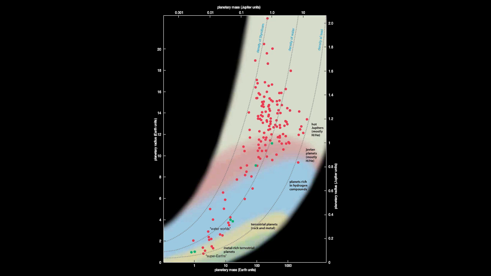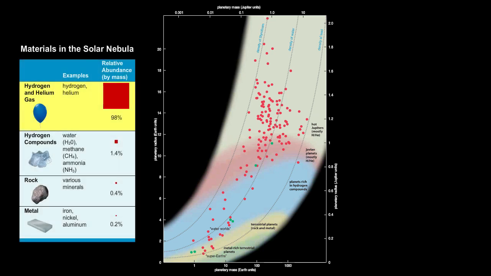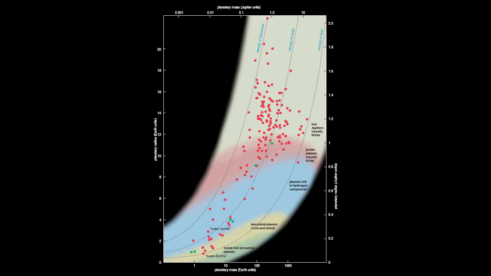Recall that all planetary systems should form from material that is 98% or more hydrogen and helium, with the remainder in the form of hydrogen compounds, rock, and metal. By using the known properties of these materials, scientists can create models that tell us the expected composition of a planet based solely on its mass, radius, and density. The colored swaths show the models that correspond to different regions of the diagram. For example, this yellow swath represents planets with rock and metal, like the terrestrial planets of our own solar system. That is why Venus and Earth are in this swath.